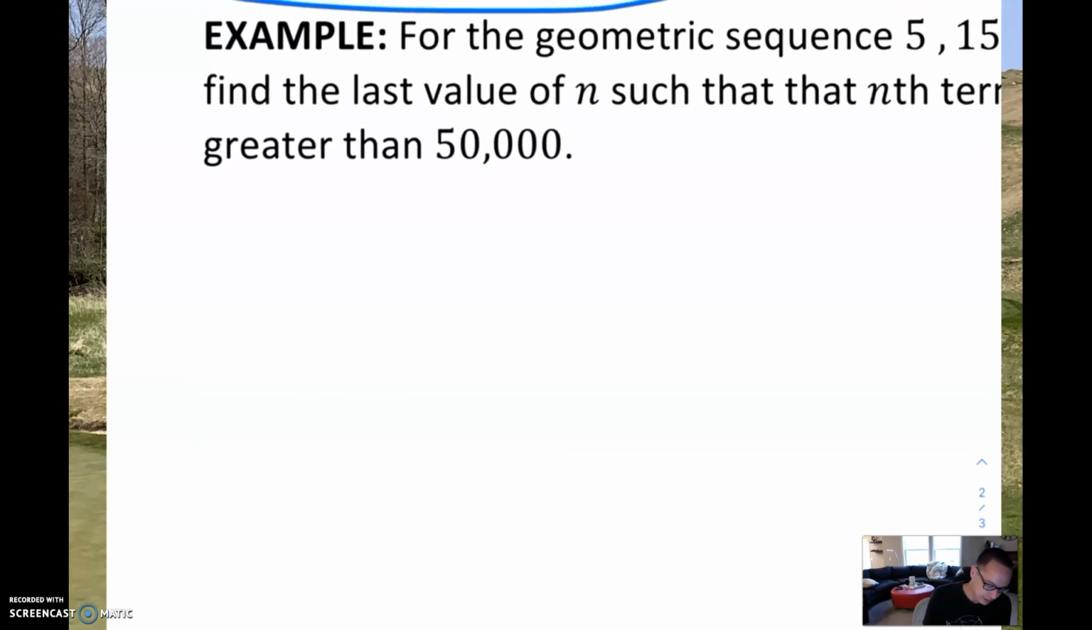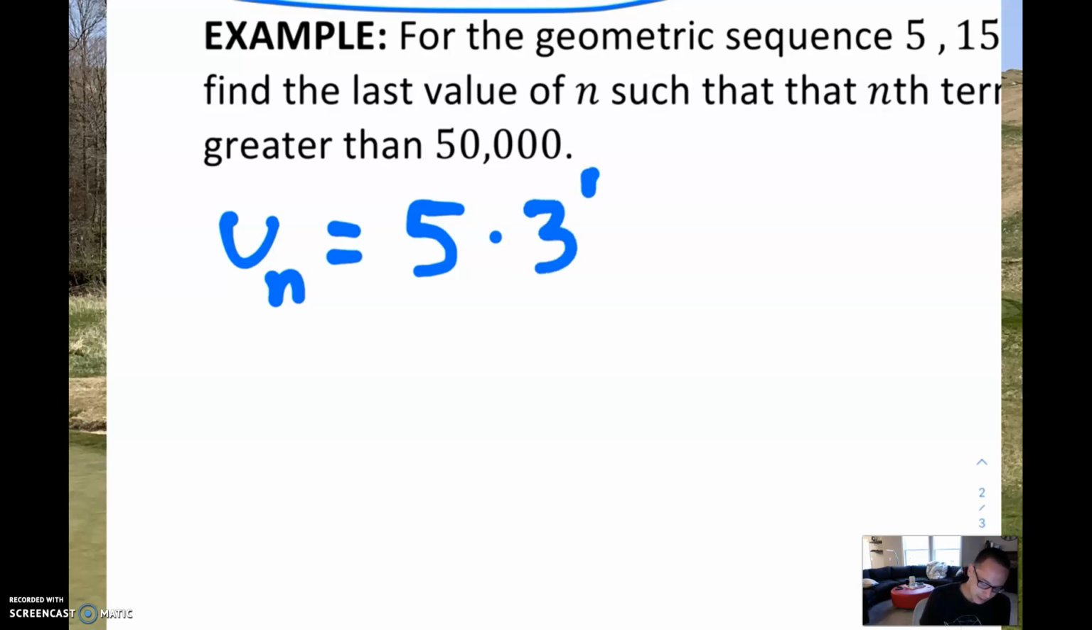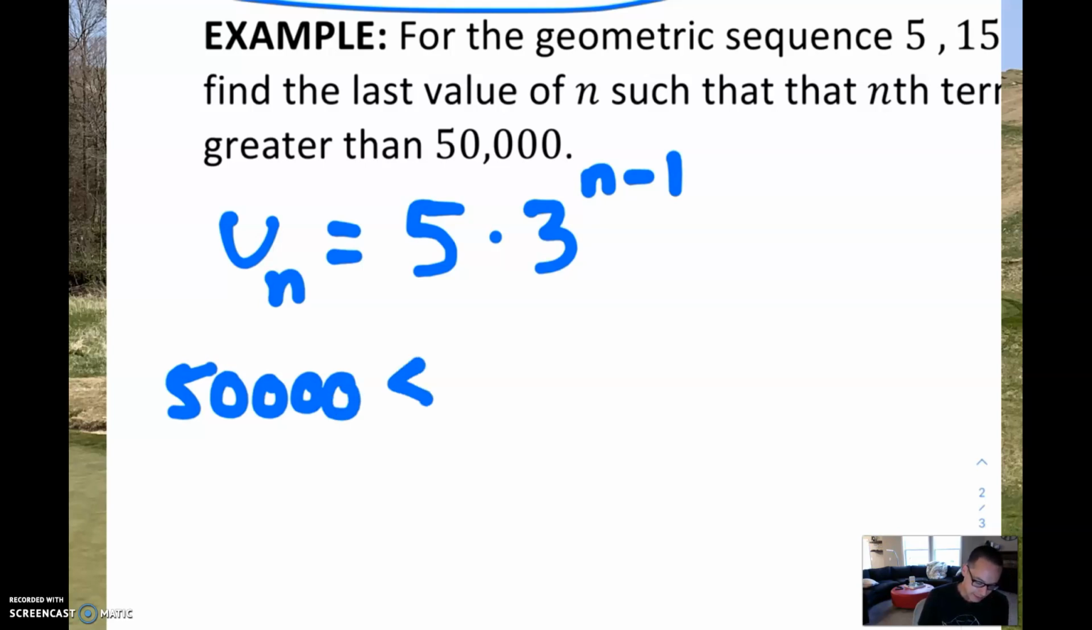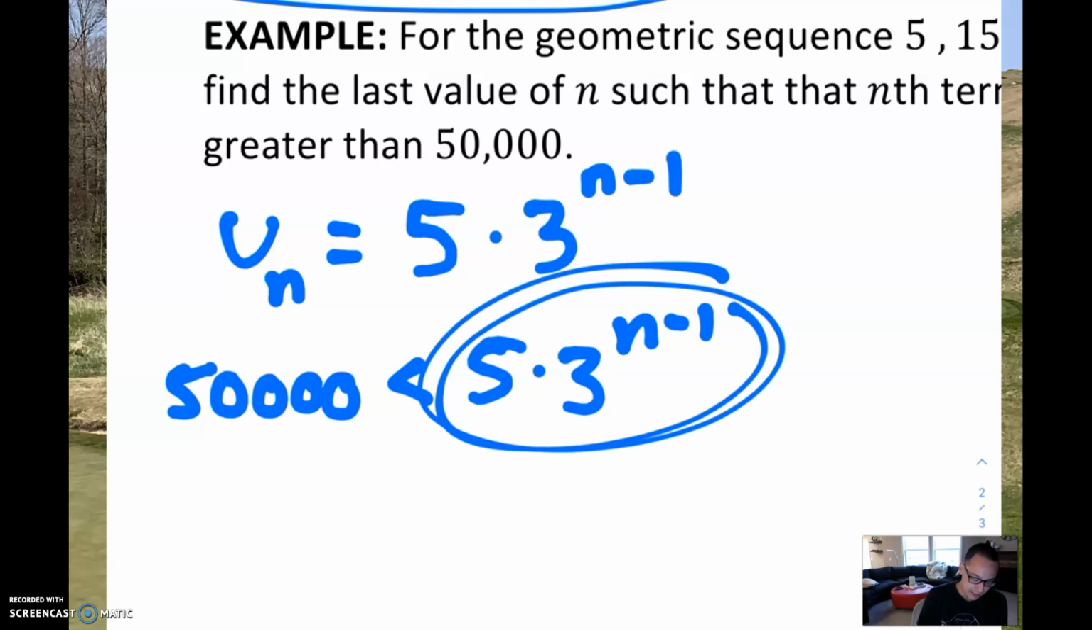So let's start with our formula. We have U sub n is equal to U sub 1, that's going to be a 5, times your common ratio, which is 3, to the n minus 1 power. But I do know that the value should at least exceed 50,000. So let's replace U sub n with 50,000. And the term has to be greater than that. So I'm going to put a little inequality symbol. So this value, the term's value, has to exceed, that's why it's greater than 50,000.